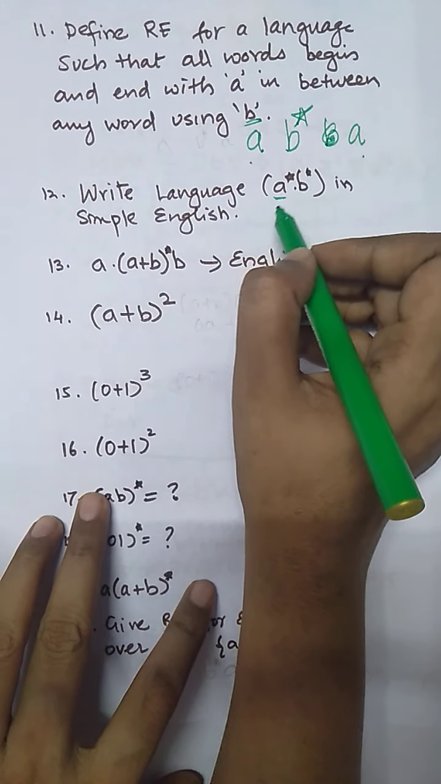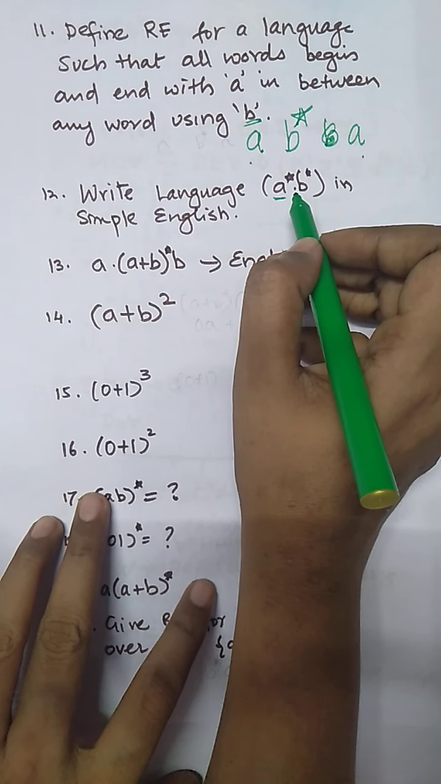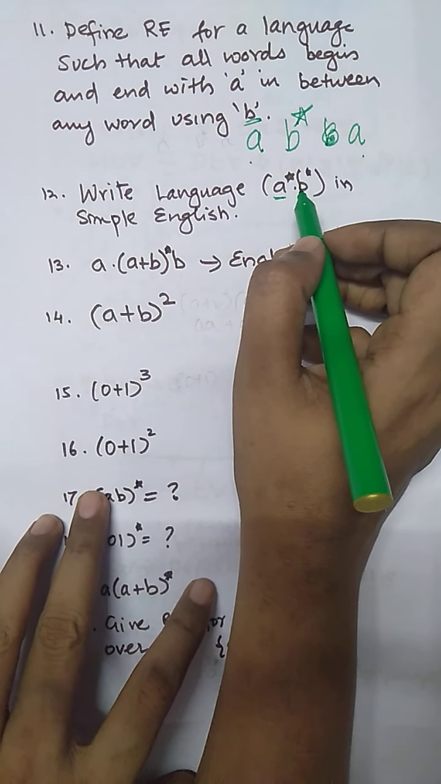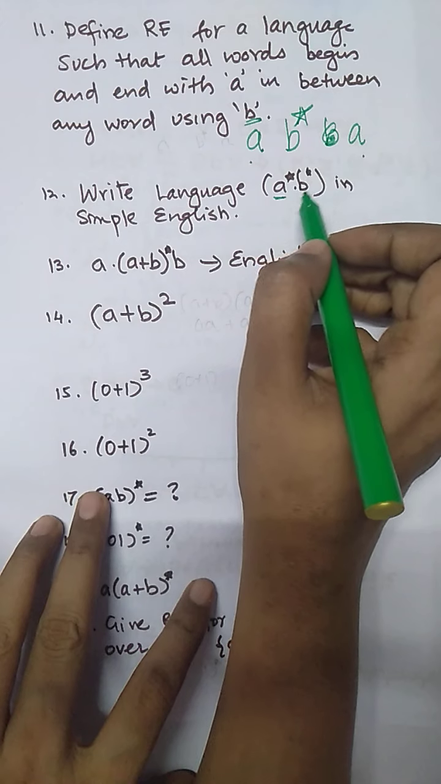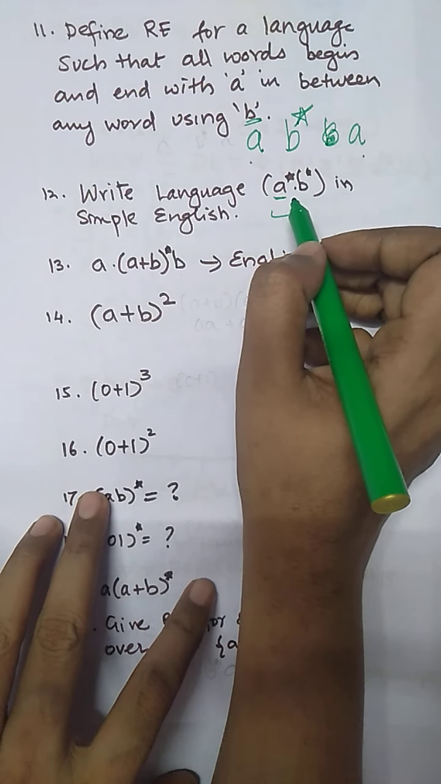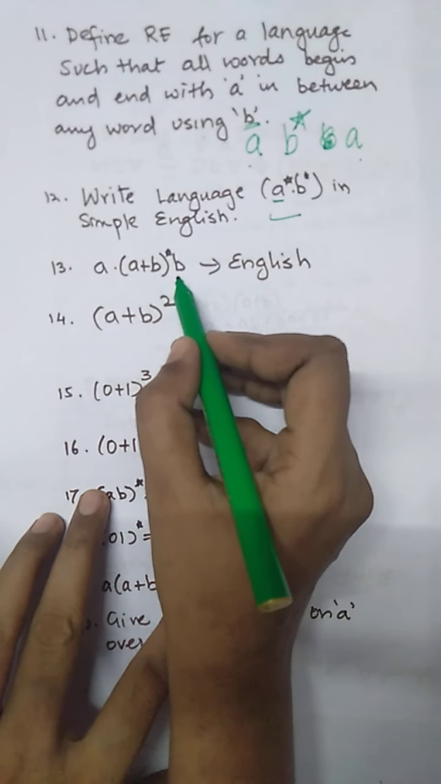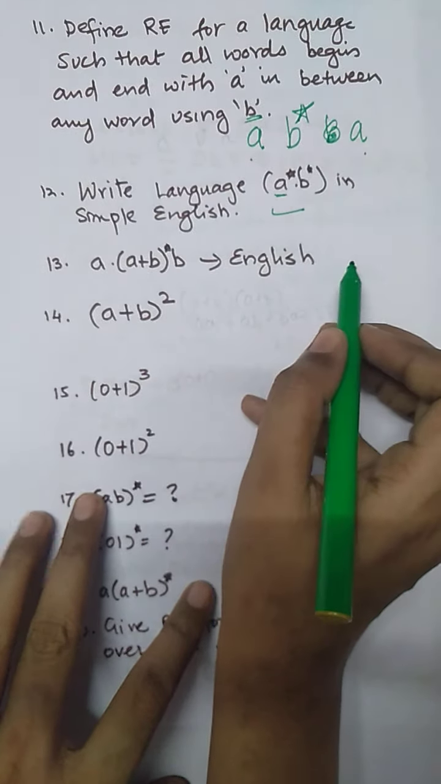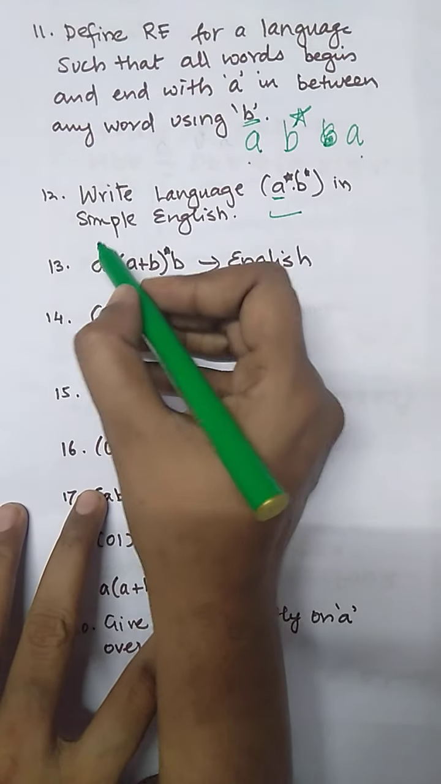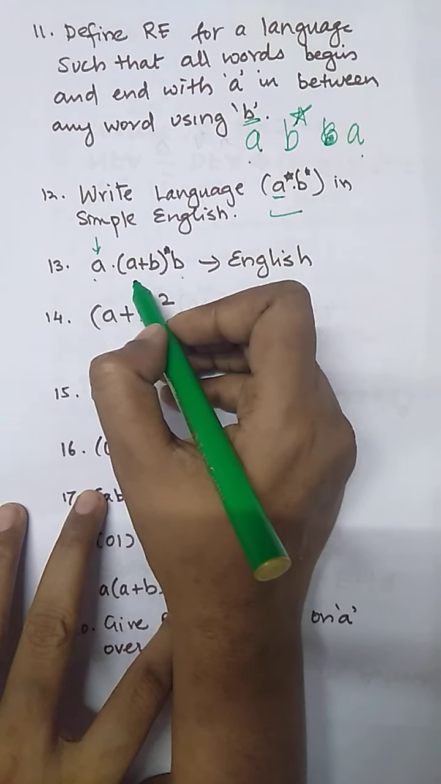So what do you mean by this? It is any combination of a followed by any combination of b, because b closure means any combination of b. So this is any combination of a followed by any combination of b. Here we have to convert this regular language and write it as a simple English statement. So what is it? We have three parts: first, last and middle portion.